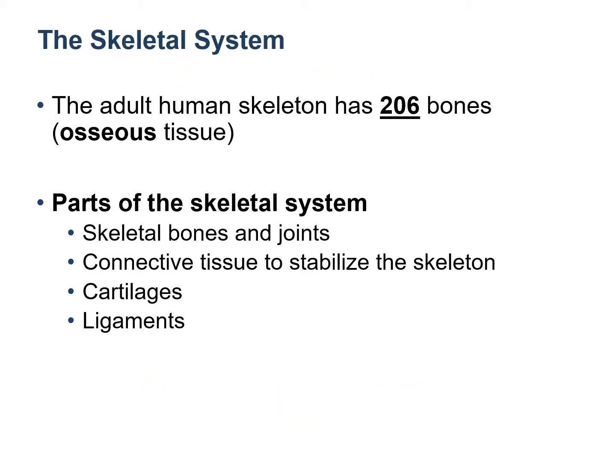The adult human skeleton is made up of 206 bones. This is a very important number and you have to remember this. The components of the skeletal system are mainly the bones and the joints. And then there are different types of connective tissue which stabilize the joints, such as the cartilages and the ligaments.